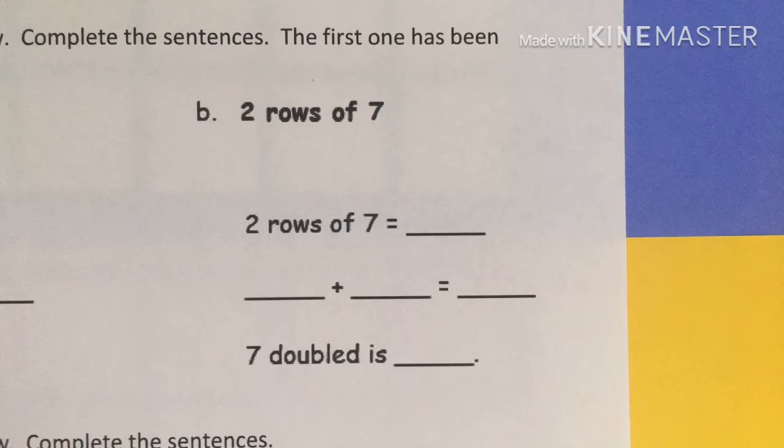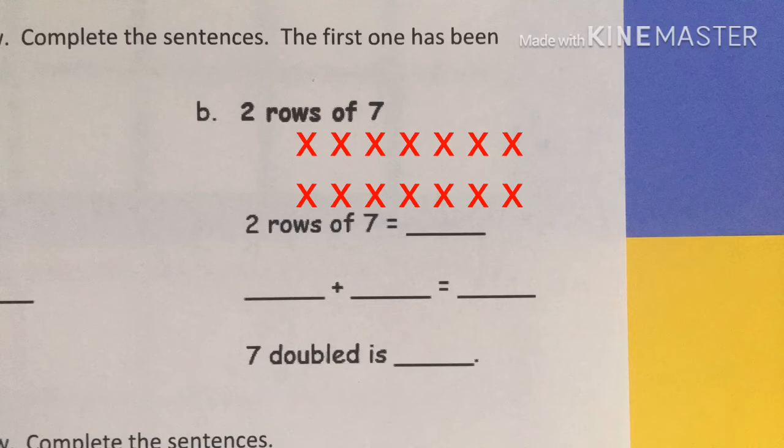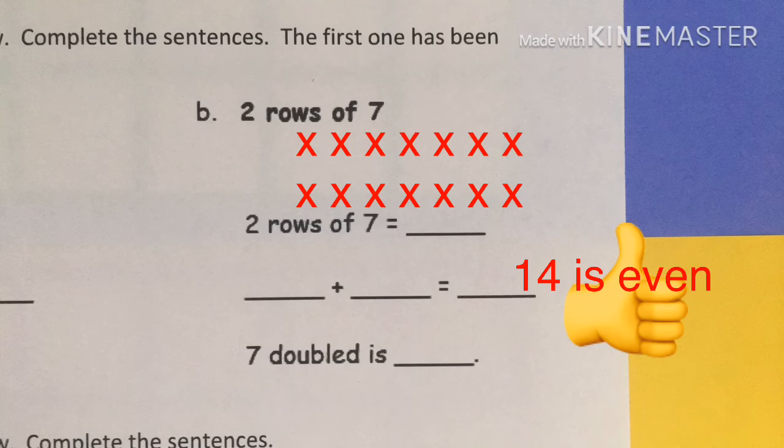This is the next problem in your packet. 2 rows of 7. Do that array, 2 rows of 7. 2 rows of 7 is the same as 2 groups of 7. So is the number even or odd? Practice at home with your coins or whatever you have to make arrays and do even and odd numbers the way I did today in the video.